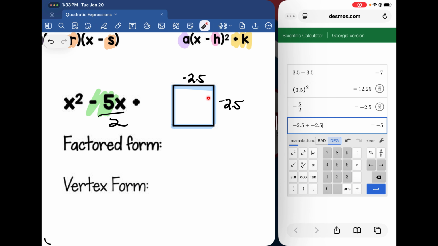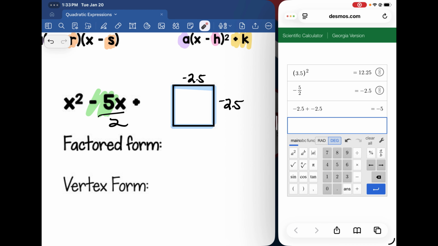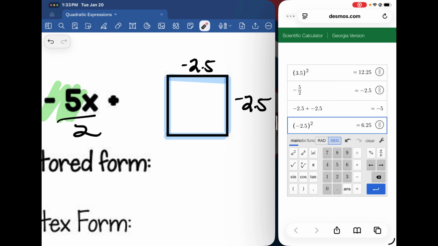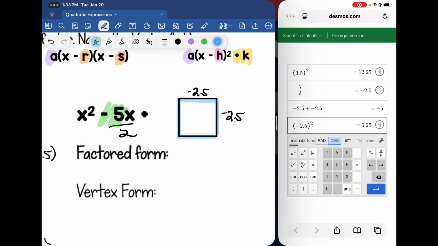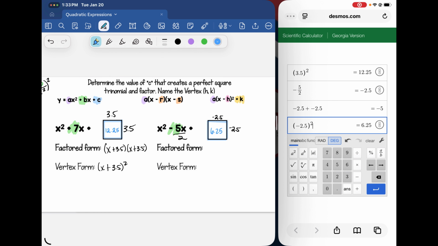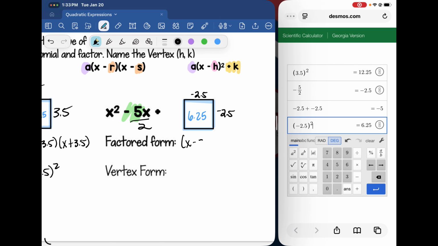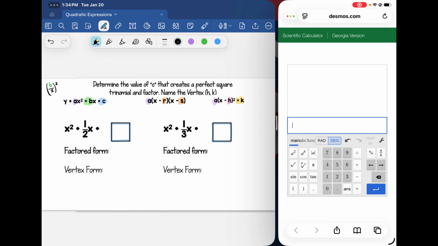So what am I going to do to find this area? Negative 2.5, using my parentheses, squared. That means the value of c that will complete this square is 6.25. All right, what would my factored form be? Because I have two of the same things on the outside of parentheses, it will be x minus 2.5 times x minus 2.5. Well, what would my vertex form be? Because I have two of the same parentheses, x minus 2.5 squared.